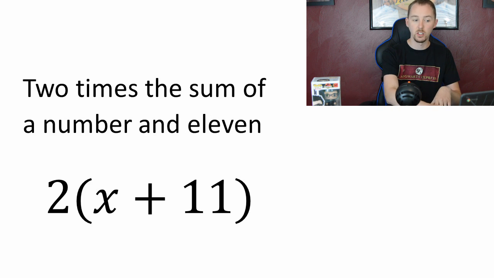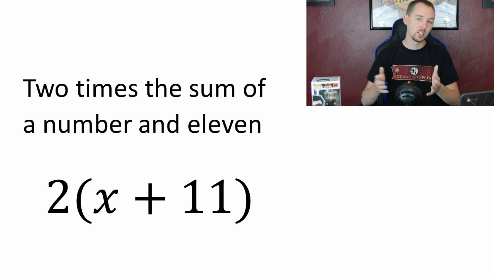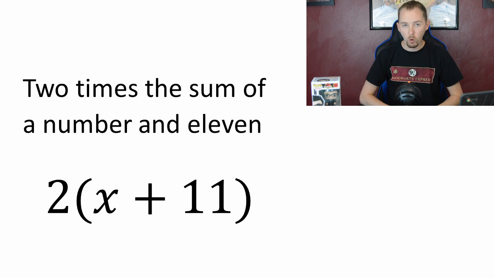All right, so it would actually look like this. 2 parentheses x plus 11. Sum means addition, and we actually have to add x and 11 before we can multiply it by 2. All right, so we need those parentheses in there to separate the 2 from everything else.